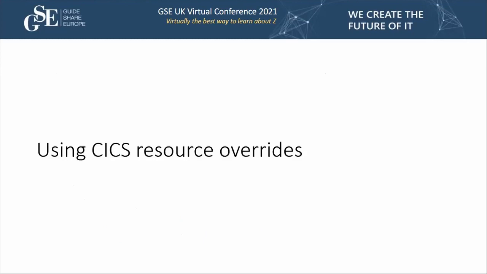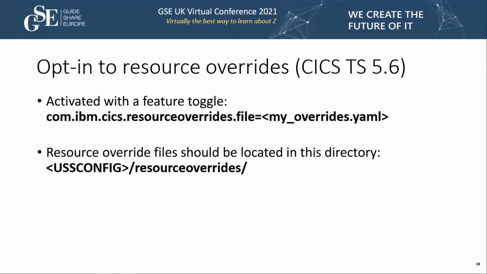So actually, to take advantage of resource overrides, you have to opt in. So definitely an opt-in model. You don't get any resource overrides processing unless you ask for it. With CICS 5.6, the way to activate the feature is through a feature toggle.